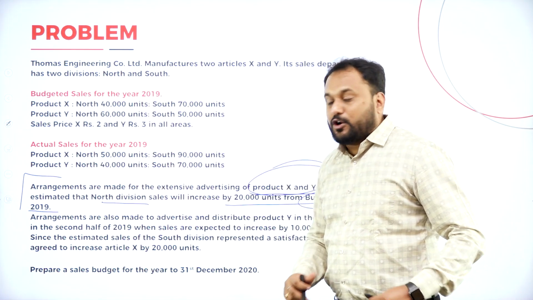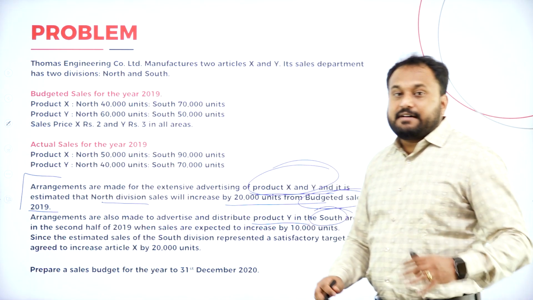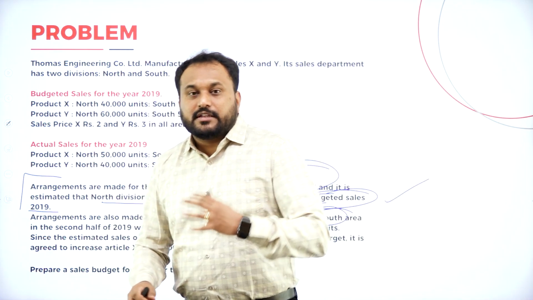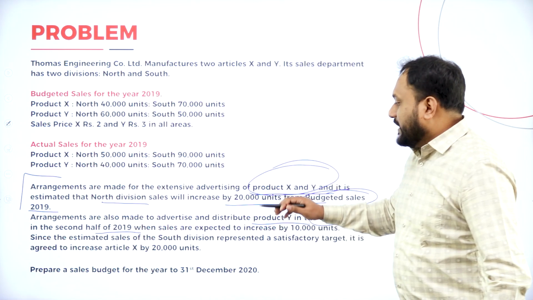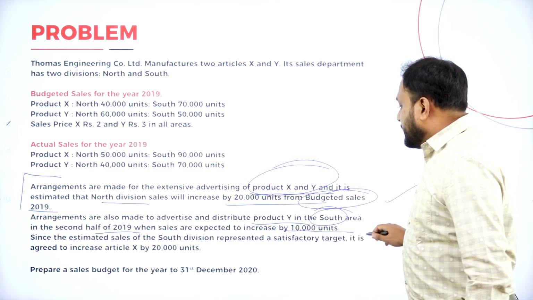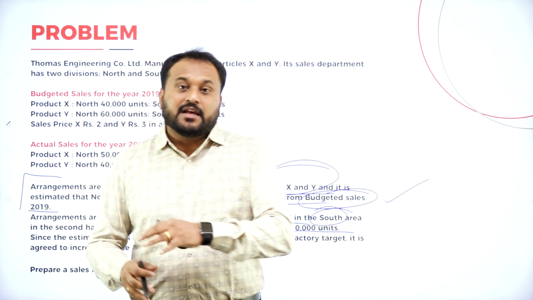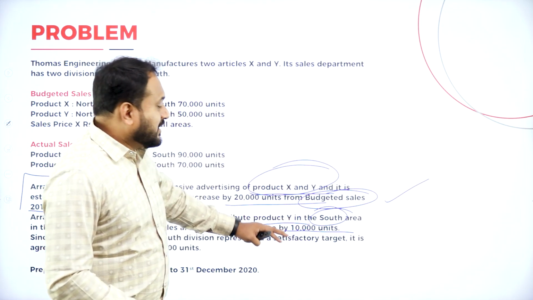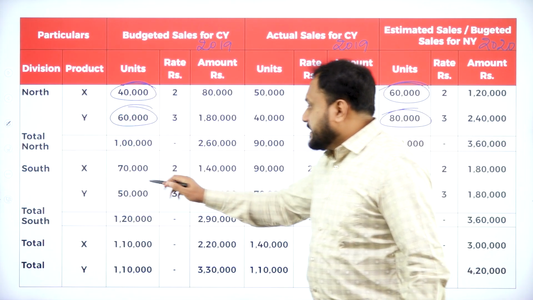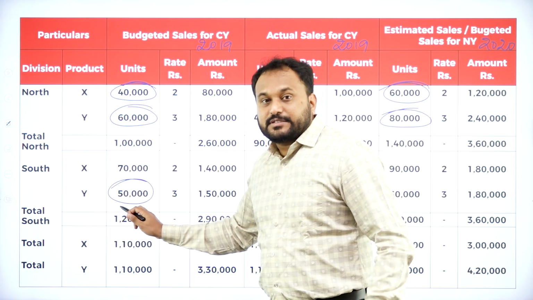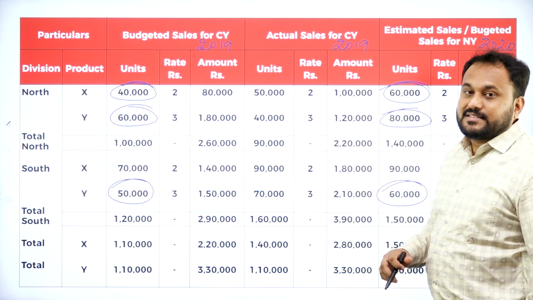Next, arrangements are also made to advertise and distribute product Y in South. So they have a product Y in South, they want to increase the advertisement. So what will happen is in the second half of 2019, when sales are expected to increase by 10,000 units. So they have done advertisement in half of the 2019 and then they feel that sales will increase by how much? 10,000 units of South and the product is Y. So come back here. South product is what? Y. 50,000. How much it will increase? 10,000. So 50 plus 10 is how much? You are 60,000. That is how you got 60,000.